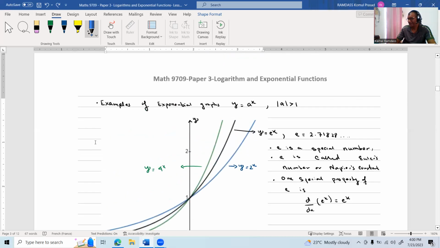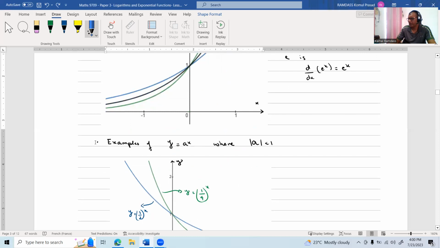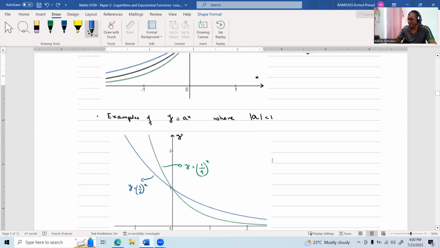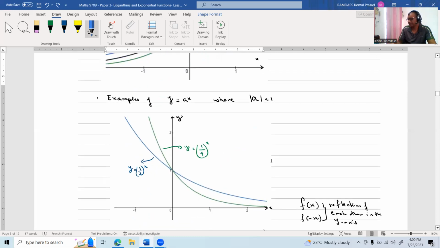And now, an example of y is equal to a to the power of x, where modulus of a is less than 1. In this case, the graph decreases as x tends to infinity. From negative x to positive x, the graph will decrease. This is y is equal to 1 over 4 to the power of x, and y is equal to half to the power of x. And of course, they pass through 0 and 1.